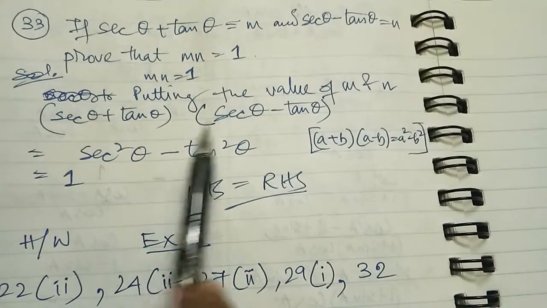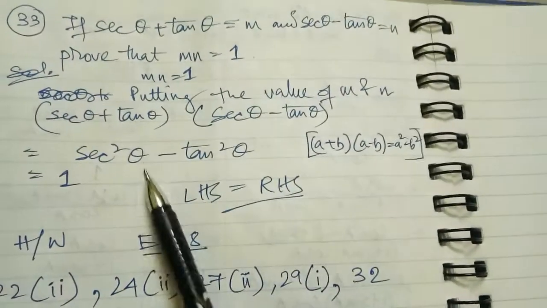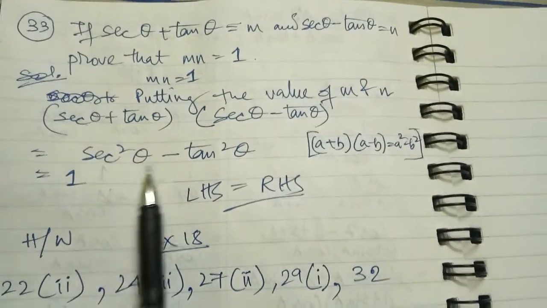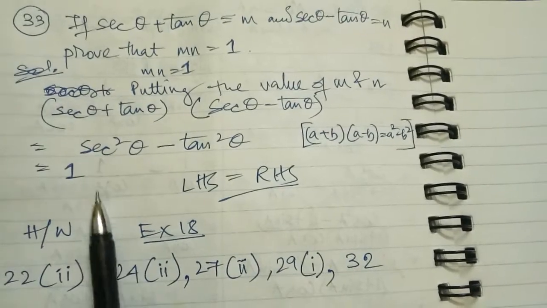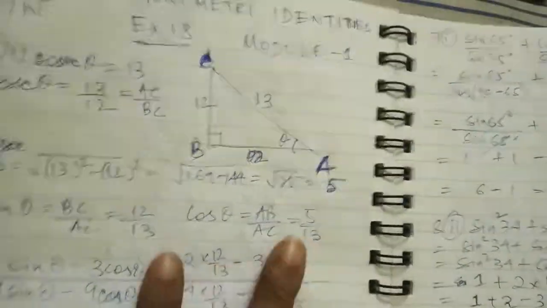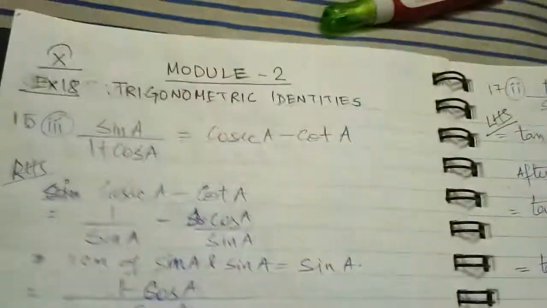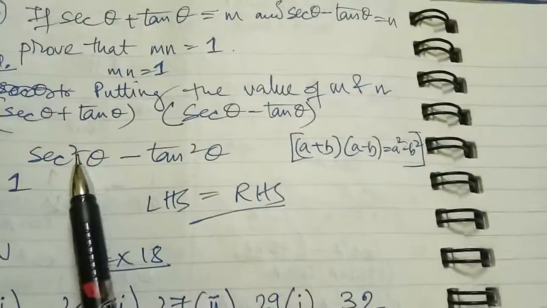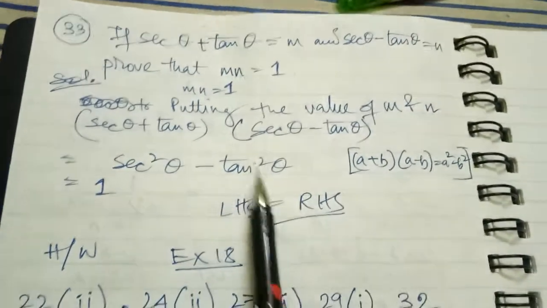Now from here, a plus b into a minus b, what is the formula? a square minus b square. Down from here, what can you write? Sec square theta minus tan square theta. Then we know that the value of sec square theta minus tan square theta is equal to 1. See, this identities part we have done, this formula. Just showing you one more time. See, this is the value, sec square theta minus tan square theta equals 1. And here also the same thing came, sec square theta minus tan square theta equals 1. So LHS equals RHS. I hope you have understood.